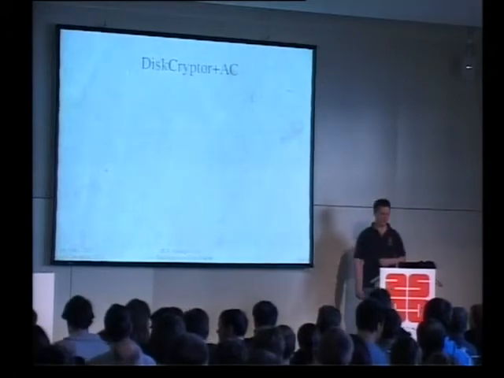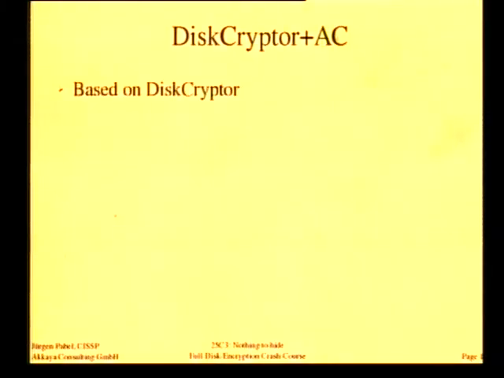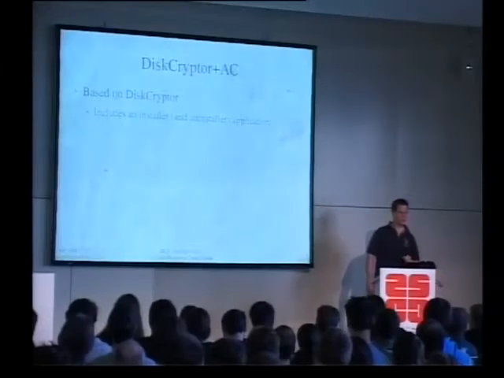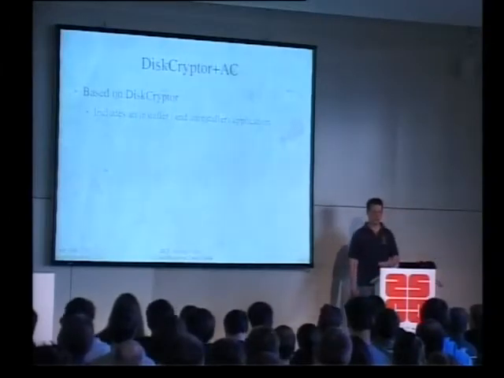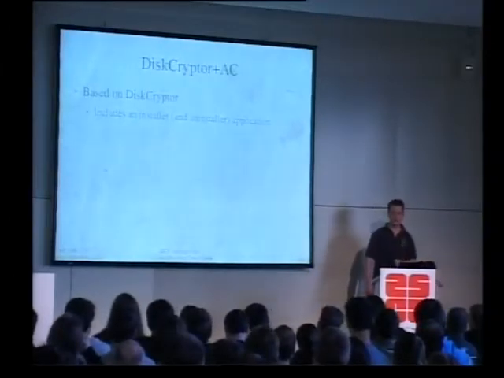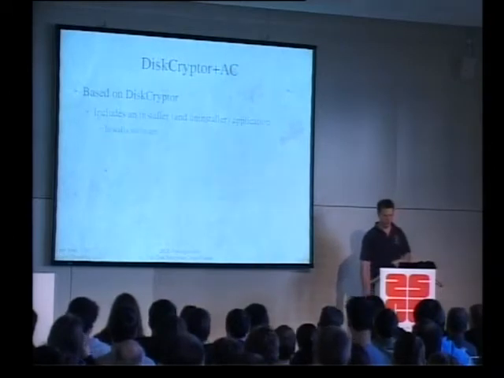Right now it's called Descriptor +AC, based on Descriptor. And the one point, it includes an installer and uninstaller. So you're guided through the installation to the point where you say, which drive do you want to encrypt? What's your password you want to use? Okay, let me go encrypt the disk, and you can give this your mother and she'll know what to do.